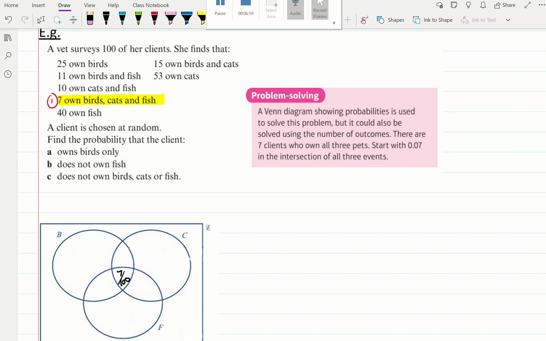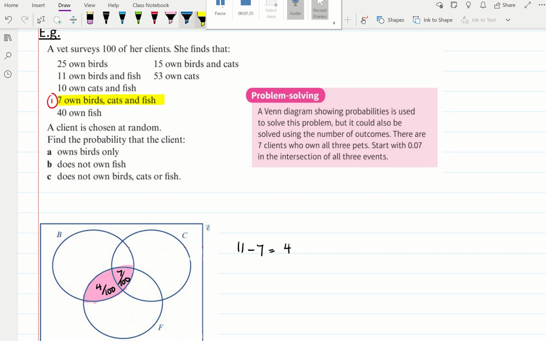Again, where's the next one? 11 own birds and fish. Well, birds and fish is this one. So I already have 7 in there. 11 minus 7 is 4. So that means this section is 4 out of 100, or 0.04.